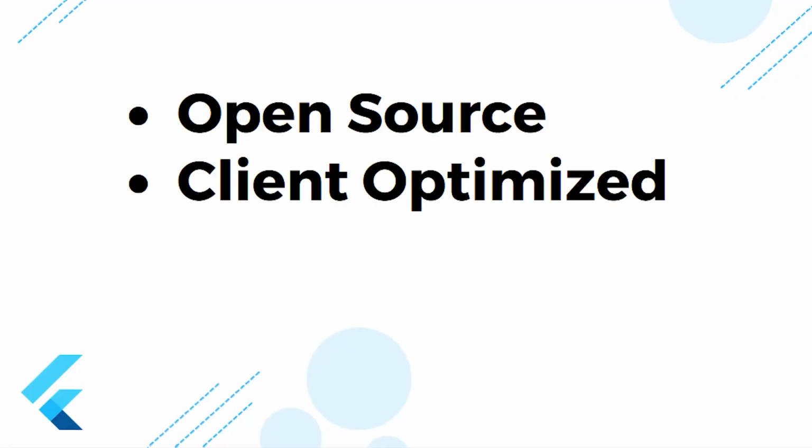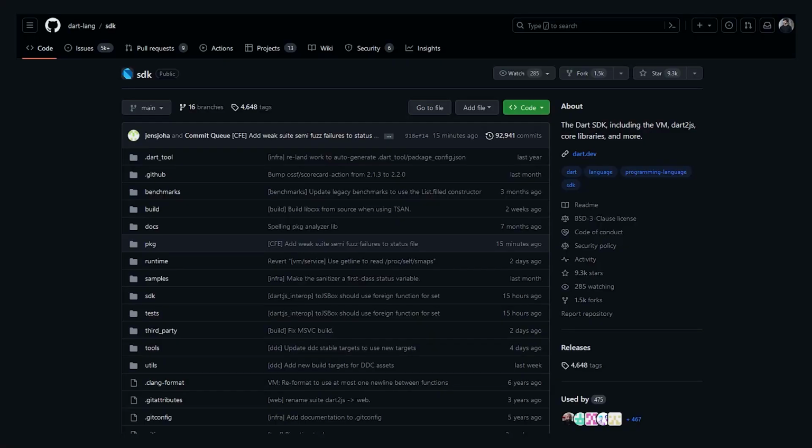I said three terms: open source, client optimized, and general purpose. So what does that mean? Let's break it down. By open source, I mean that the source code of Dart is publicly available and anyone can contribute and report issues. This openness encourages collaboration, transparency, and community involvement.